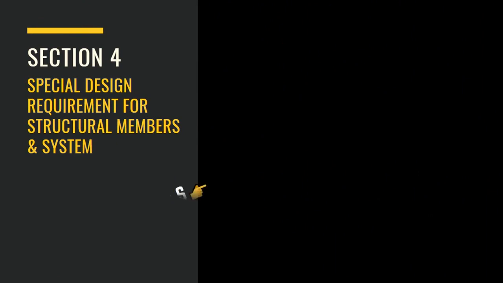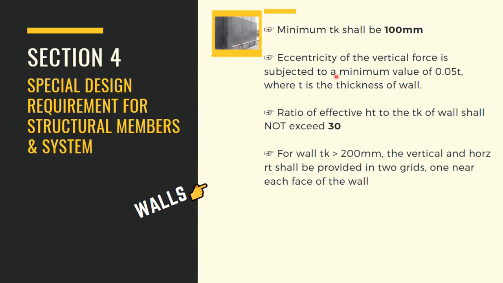The minimum thickness of concrete walls shall be 100 mm. The eccentricity of the vertical force on the wall is subjected to a minimum of 0.05 t, where t is the thickness of wall. So 5% of thickness of wall is the eccentricity of vertical force which is subjected to the wall. Ratio of effective height to thickness of wall shall not exceed 30.